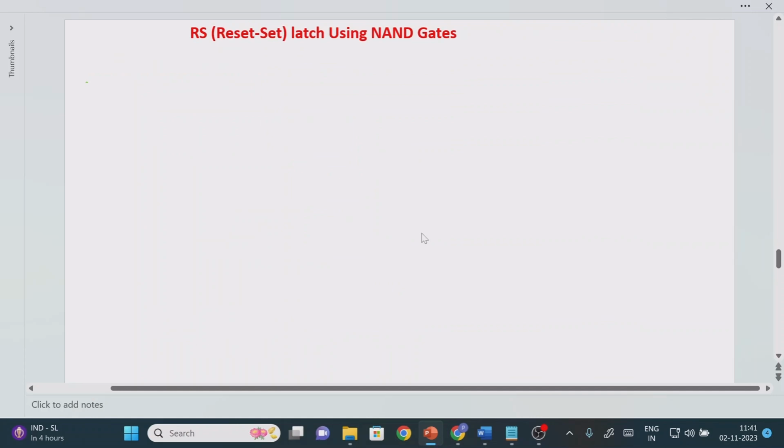Hello all, welcome back. In today's session, we'll see how to design the reset set latch by using only NAND gate representation.